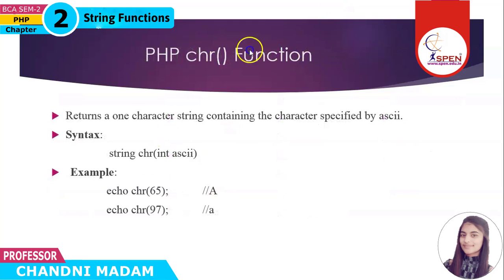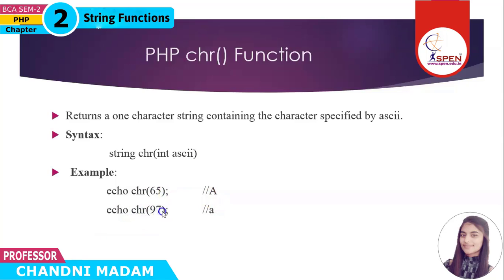So the first function is chr. This function converts your ASCII value to a character. The syntax is: this function takes one ASCII value and converts it to a character. Here is one example. Here chr is the function that has 65. So 65 is the ASCII value of capital A. After this function is executed, it will give a capital A.